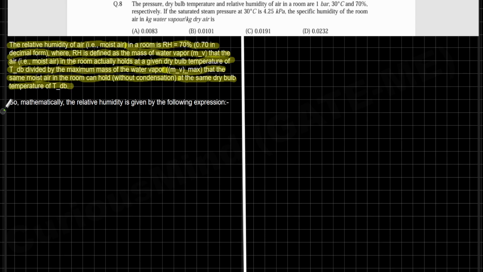Alright, so mathematically the relative humidity is given by the following expression. Alright, so we have the mathematical expression of the relative humidity, which is given by this equation 1.